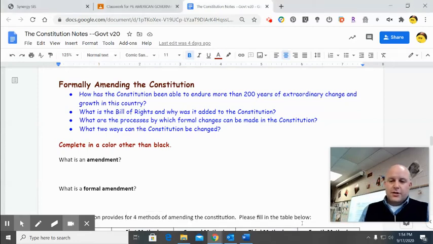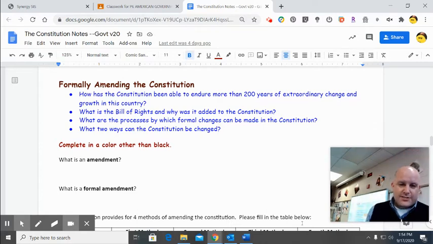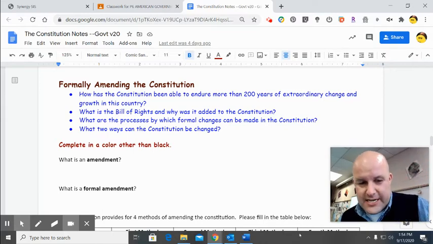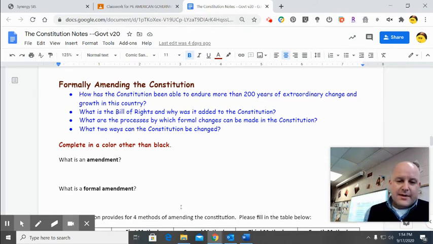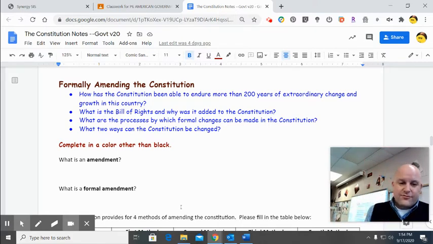I want to take a look here at the formal amendment process, why the Constitution has been able to endure so much change over 200 years. Why was the Bill of Rights added? What is it? And the process for formal change that can be made. We're going to look at two ways the Constitution can be changed, both formally today, and then later on in another video or in class, informally.